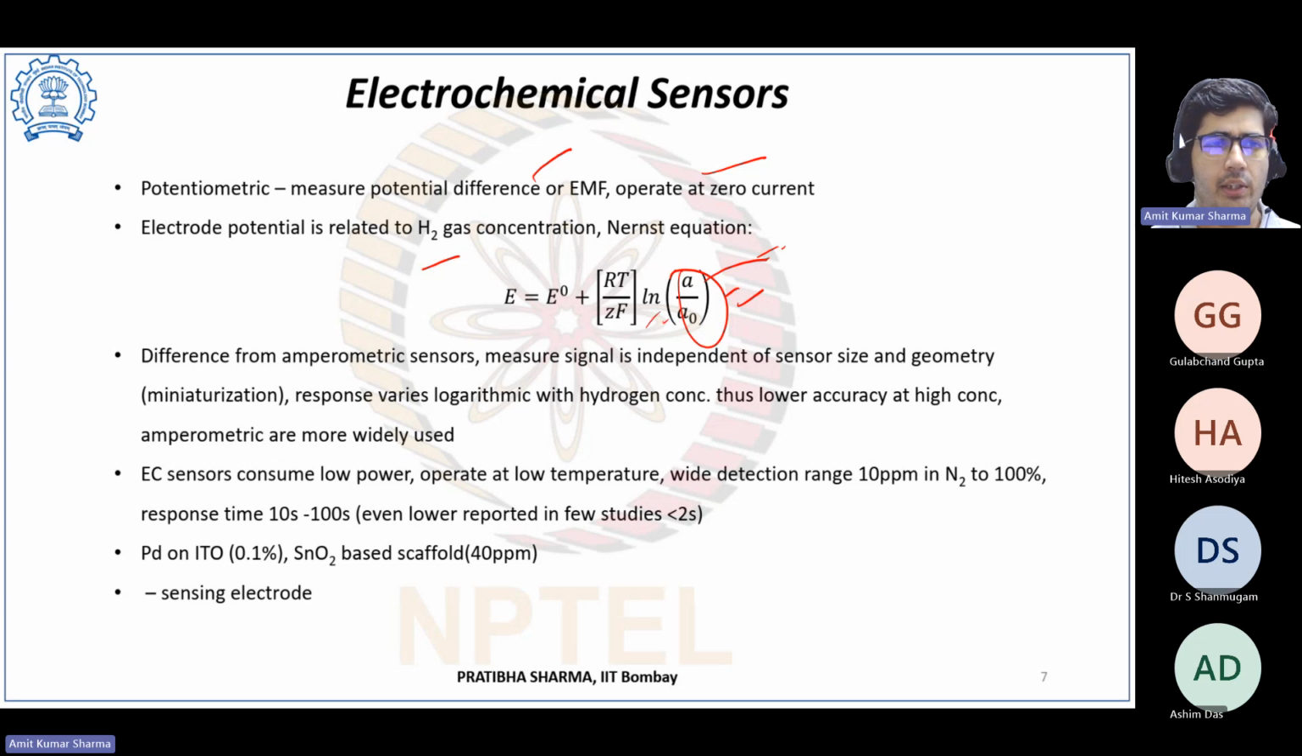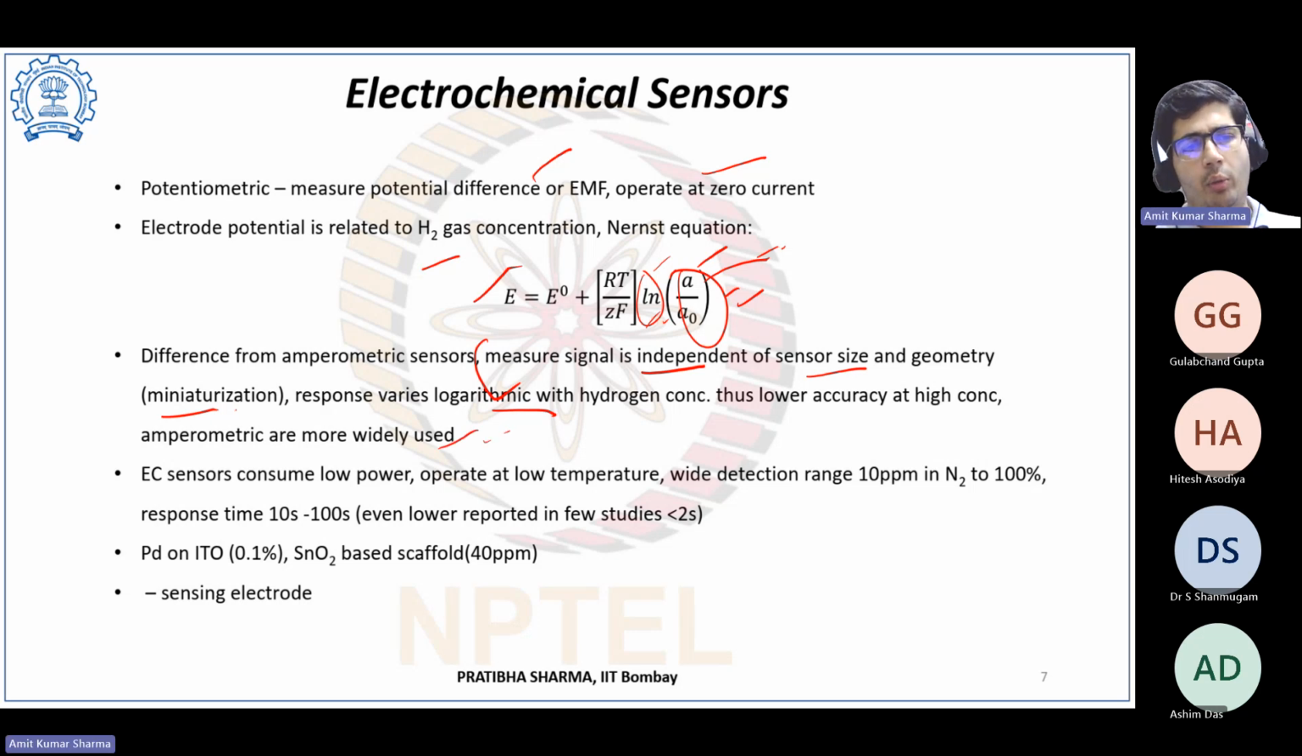It's in logarithmic nature. Difference from amperometric sensor, it measures signal independent of sensor size and geometry. So it's an important thing: the signal is independent of sensor size and geometry, so you can also develop very small sensors out of this. Response varies logarithmically with hydrogen concentration, thus lower accuracy at high concentration. Okay. Amperometric are more widely used.